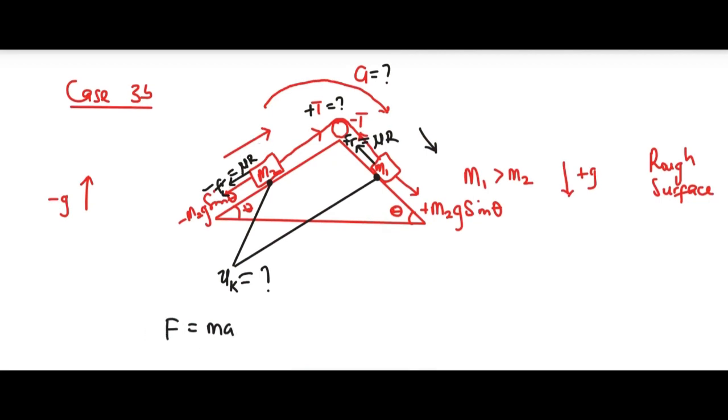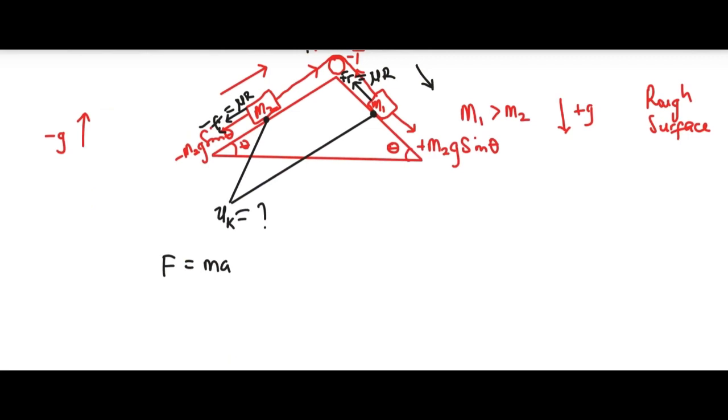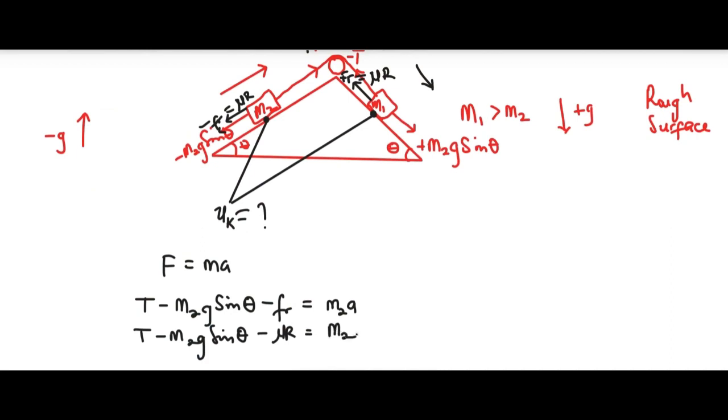So for the first case, you have T minus m2g sine theta minus Fr equals m2a, right? So we have T minus m2g sine theta minus mu R equals m2a. This is your equation 1.